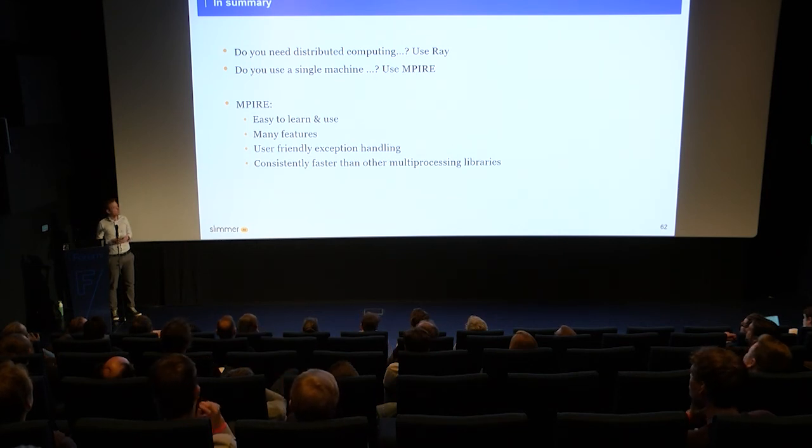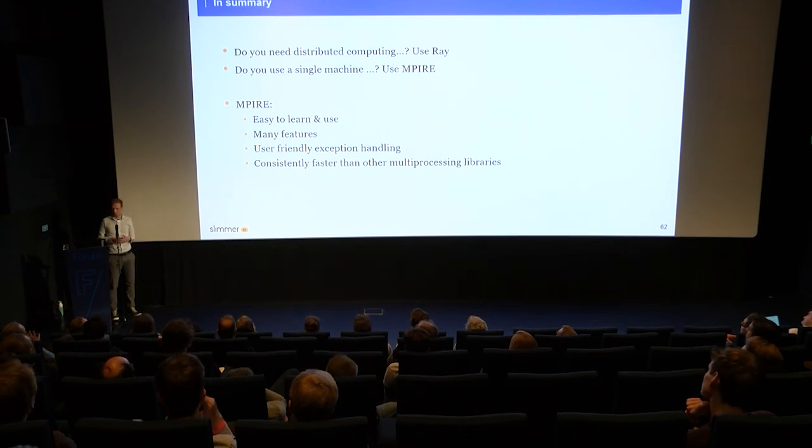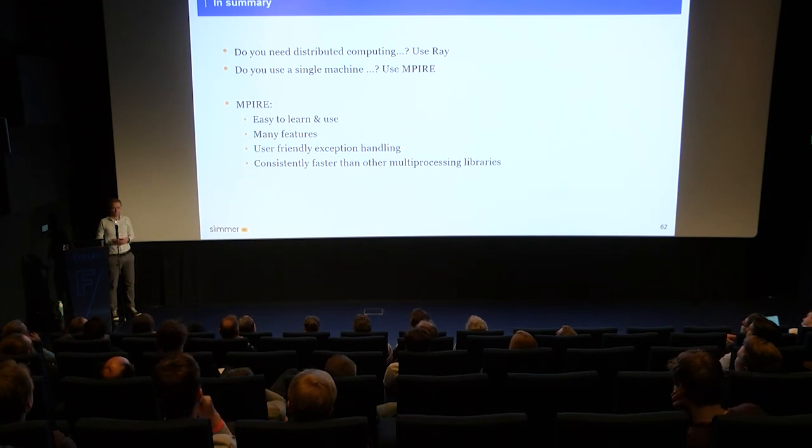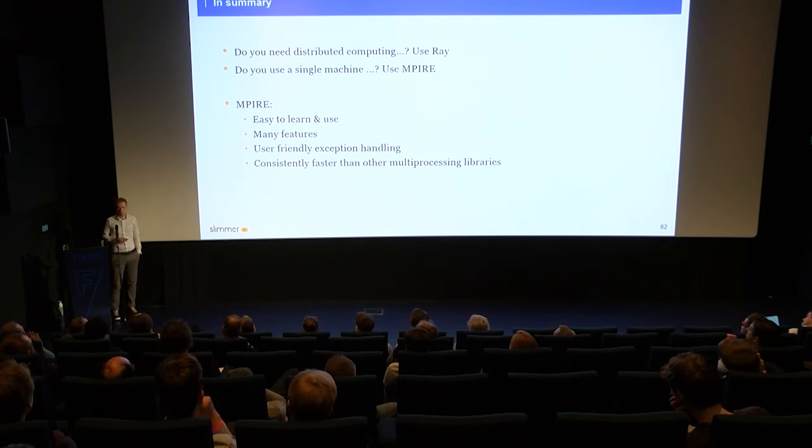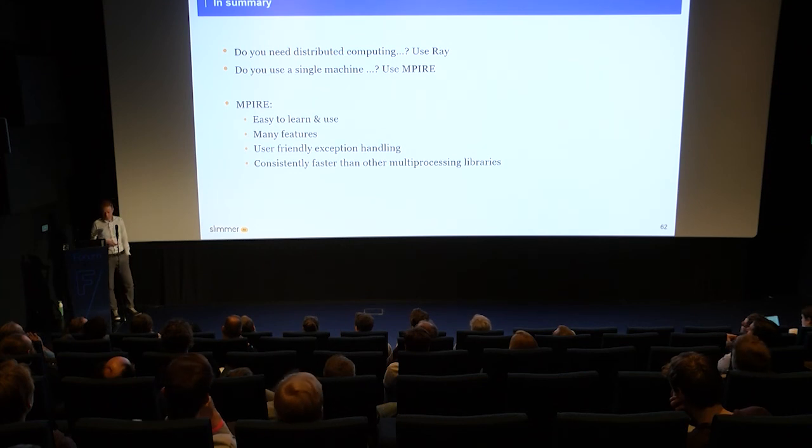But if a single machine is sufficient, and in my experience, a single machine often is, as long as you optimize your code well enough, which you can do with MPIRE, then definitely use MPIRE. MPIRE is really easy to learn. The syntax is almost the same as using multiprocessing. It has many features, user-friendly exception handling, and as you saw, it's consistently faster than the other competitors out there.